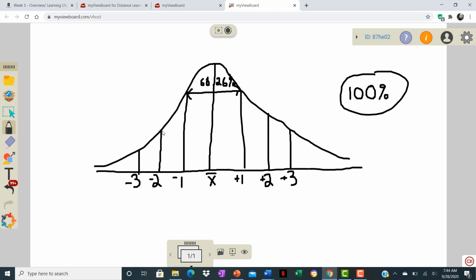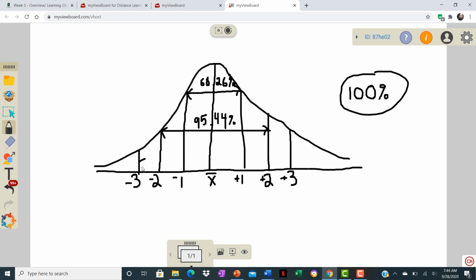Now what's next? Well, right here. Between the -2 and the +2, we have another percentage of all scores. Now we know from end to end it's 100%, but from the -2 to the +2, it's 95.44%. Again, thank you for your patience with my writing.